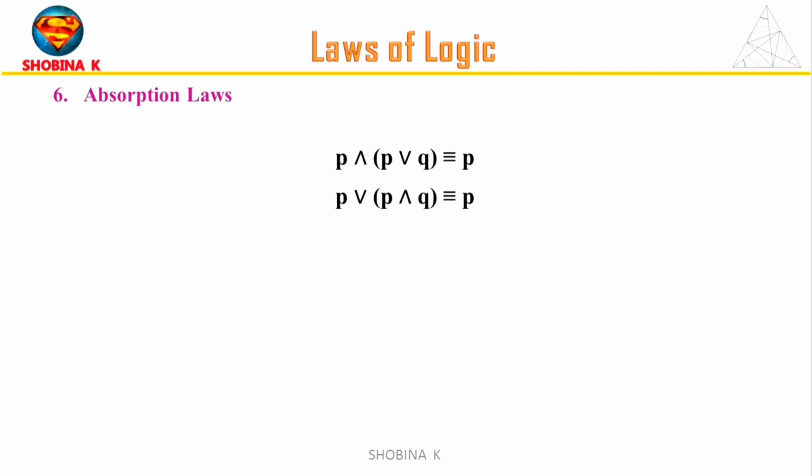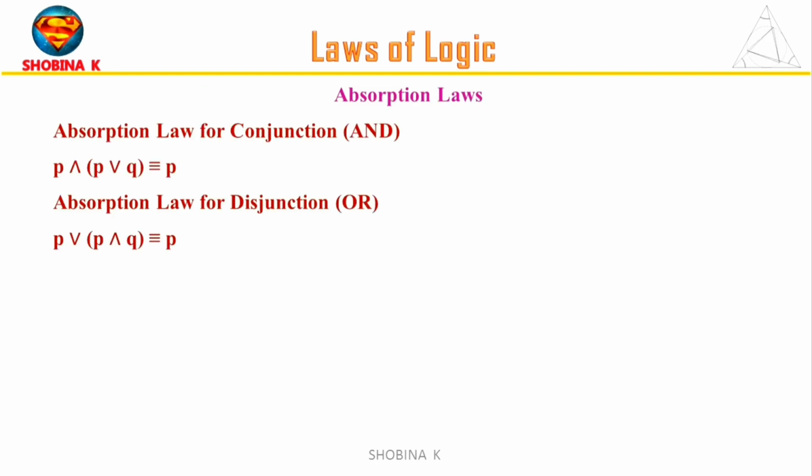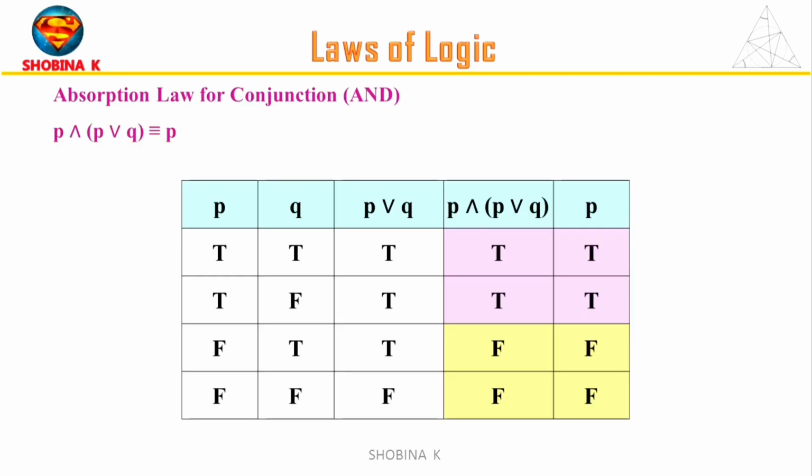Next, absorption laws. These laws describe how certain combinations of logical operations simplify to a single operation. There are two absorption laws, one for conjunction and one for disjunction. P and (P or Q) is defined as P. This law states that the conjunction of the proposition P with the disjunction of P and Q is equivalent to just P. In other words, if P is true, then P and (P or Q) is true. And if P is false, then P and (P or Q) is false.